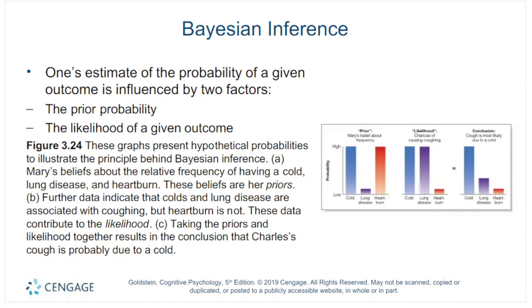Alright, so the other one that allows us to process or perceive things is the Bayesian inference. So, Bayesian inference is one's estimate of the probability of a given outcome is influenced by these two factors. So, the first one is the prior probability. So, ito yung alam mo. And then the other one is the likelihood of a given outcome.